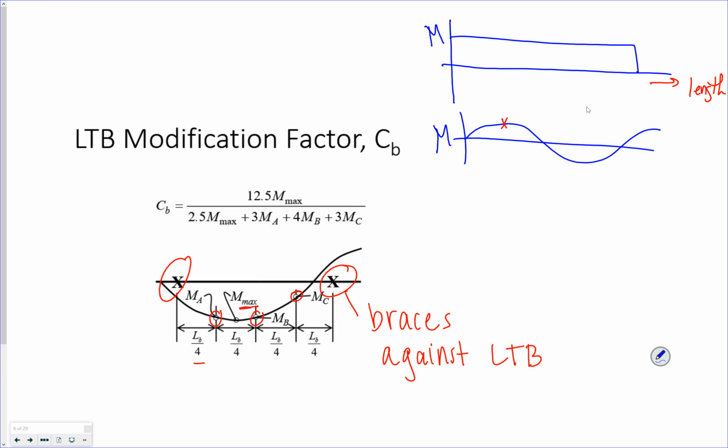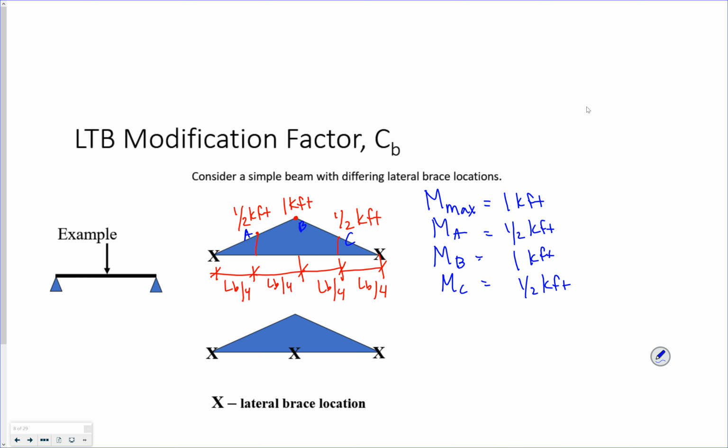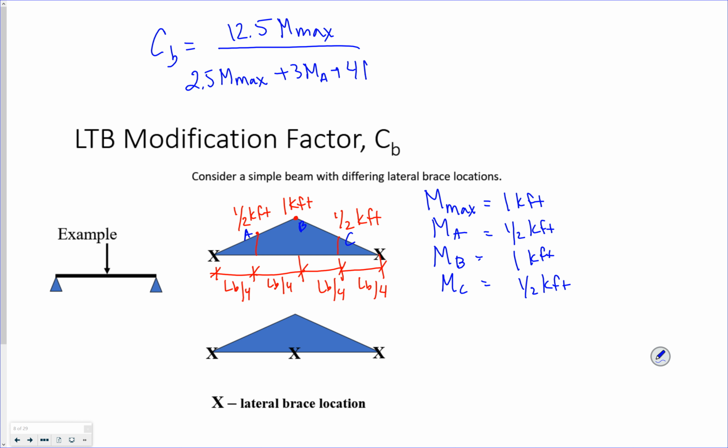All right, I'm going back and looking at this right here. My CB, my LTB modification factor, is 12.5 times my M max divided by 2.5 M max plus 3 times my moment at A plus 4 times my moment at B plus 3 times my moment at C. So if I use these values for M max, MA, MB, and MC, what value do you get?